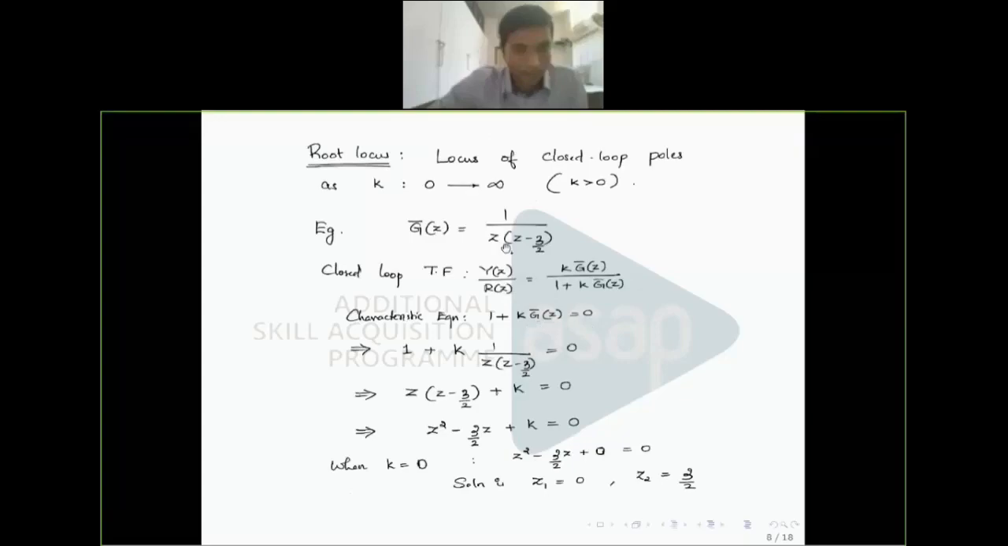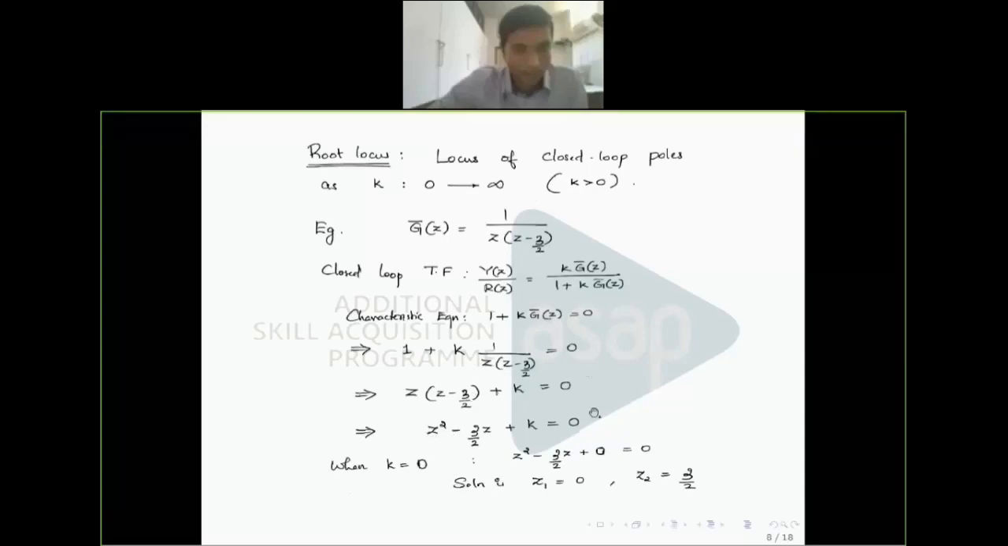G bar z is 1 by z into z minus 3 by 2. So you obtain 1 plus a into 1 by z into z minus 3 by 2 equal to 0. And for this equation, if you multiply throughout by z into z minus 3 by 2, you will obtain the equation below, which is z into z minus 3 by 2 plus a equal to 0. By expanding that, you will obtain the characteristic equation.